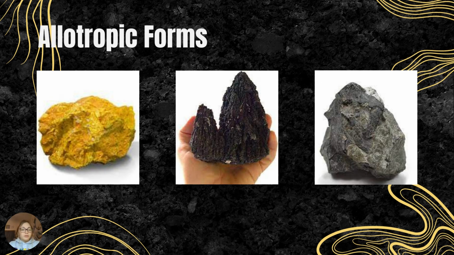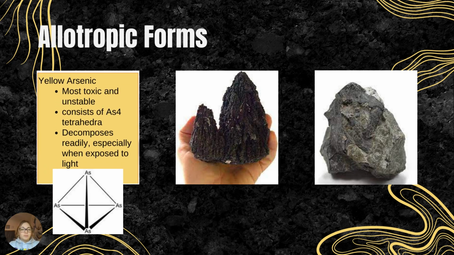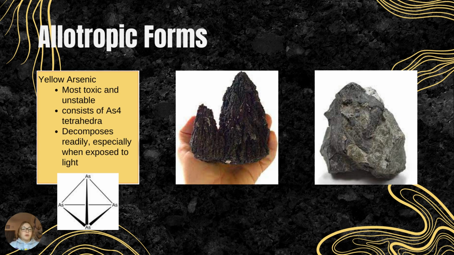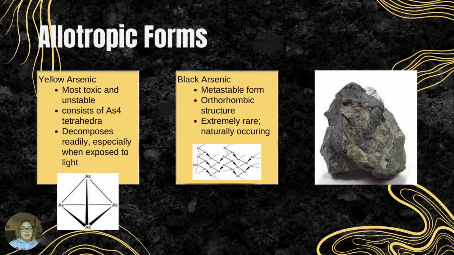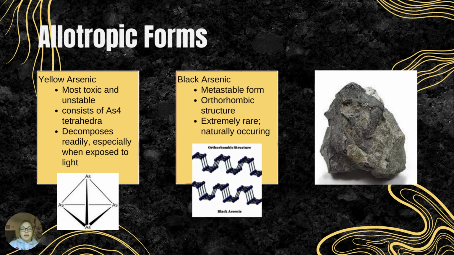There are three allotropic forms, which are yellow, black, and gray arsenic. Yellow arsenic is the most toxic and unstable form of the three. It consists of arsenic tetrahedra, and it decomposes readily, especially when exposed to light. Black arsenic is the metastable form, and it has an orthorhombic structure. It is extremely rare and naturally occurring. Here is what an orthorhombic structure looks like.